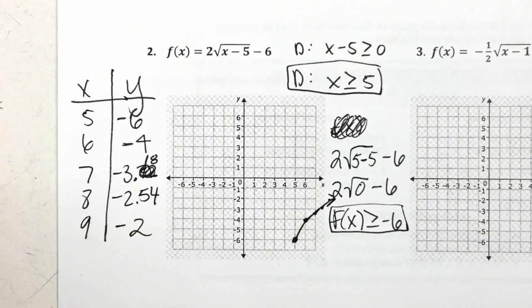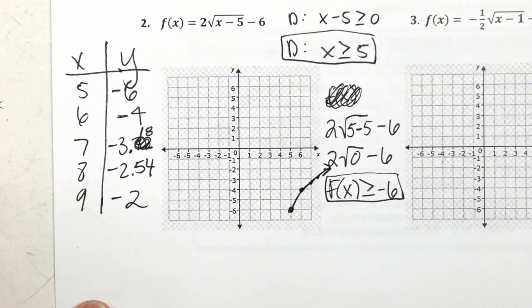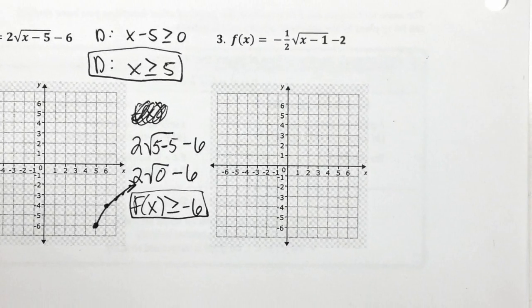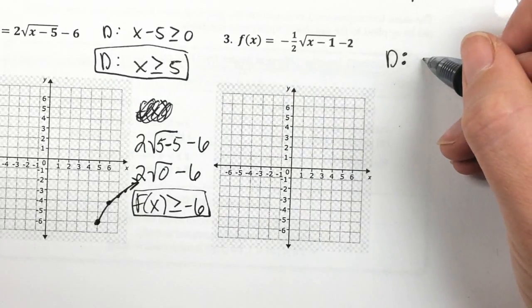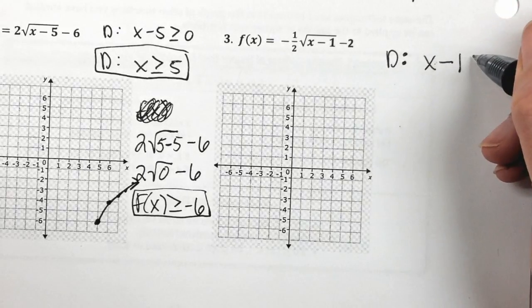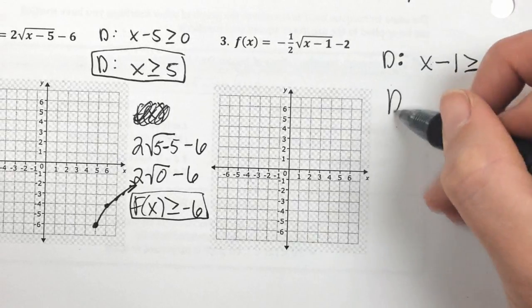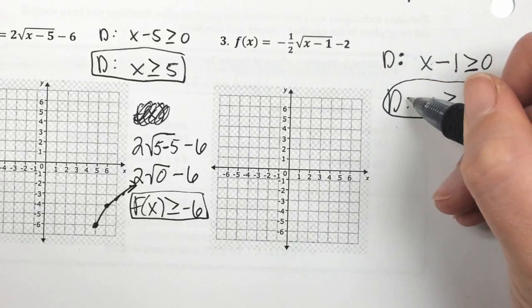Alright, we'll do this last one together since we're kind of running out of time. Any questions about that one? Okie dokie. Alright, Dylan, tell me how to set up this domain. You set what's under the radical greater than or equal to 0. Okay, so tell me what that looks like. X minus 1 equals 0. Or, wait, what? Not equal to 0. Greater than or equal to 0. Good. So our domain is what? X is greater than or equal to 1. Any questions about that part?